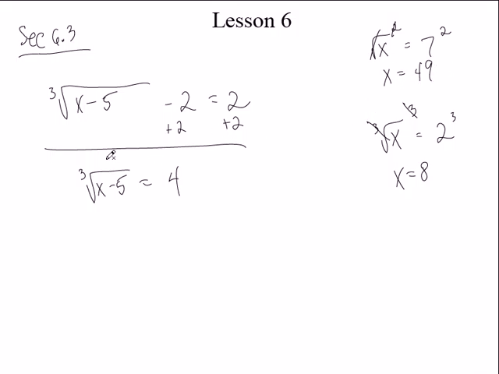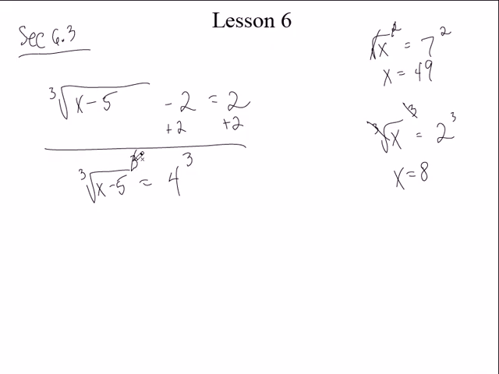This is a cube root, because the only thing that's happening to this x minus 5 is being cube rooted. How do I get rid of a cube root? I cube it. That's right. I don't multiply it by 3. I don't square root it 3 times or anything like that. I cube it, or I take it to the 3rd power, if you wanted to say it like that.